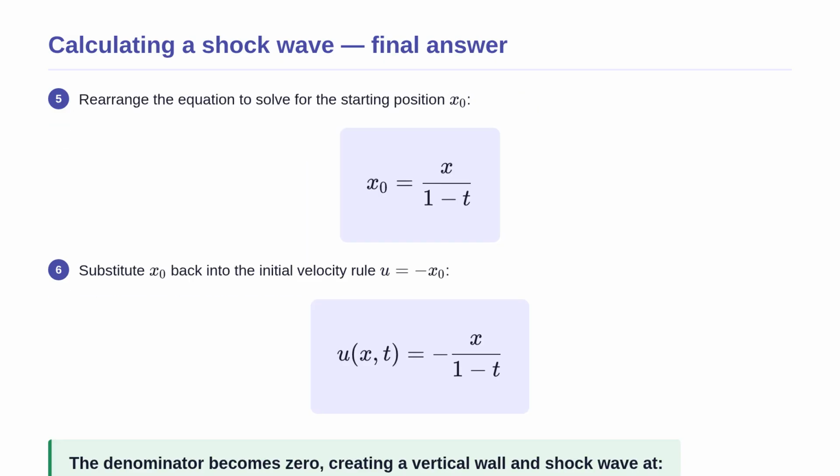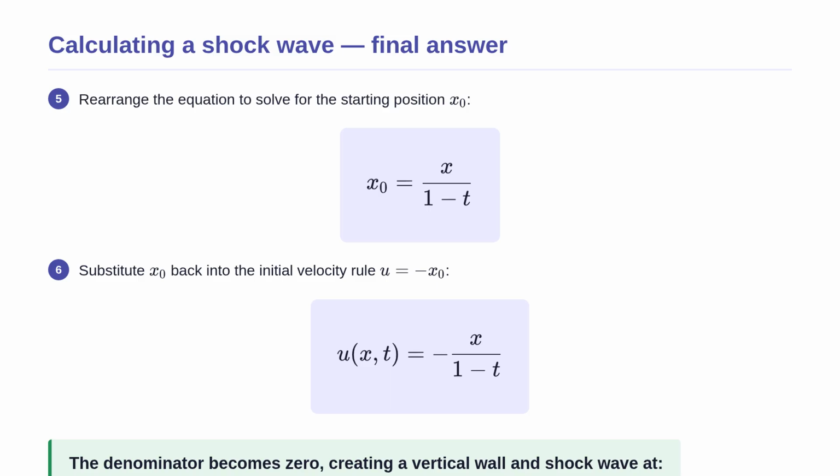Continuing with this dangerous scenario, we rearrange the equation to solve for the starting position by dividing the current position by the time factor. We then substitute this starting position back into our initial velocity rule to get the final velocity equation. Notice the negative sign and the denominator. As time gets closer and closer to the number 1, the denominator gets closer and closer to 0. In mathematics, dividing by 0 creates an infinity.